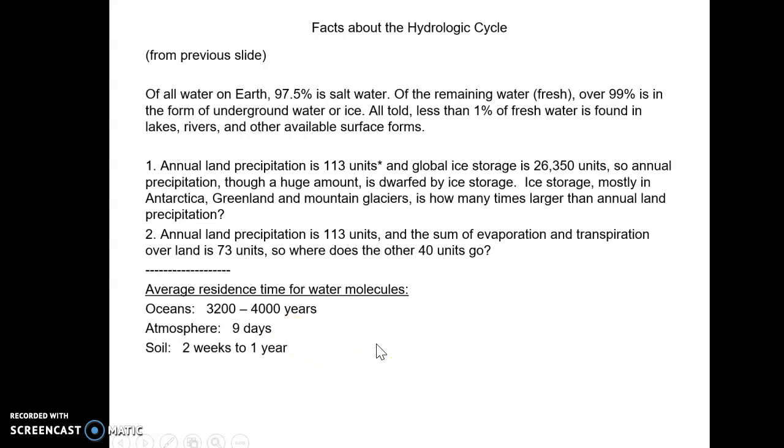Soil. So rainfall penetrates into the soil. Some of it later is evaporated right back out when it's hot. Could be very short order, or could be there a year, in some cases even more, but this gives you a kind of typical range.